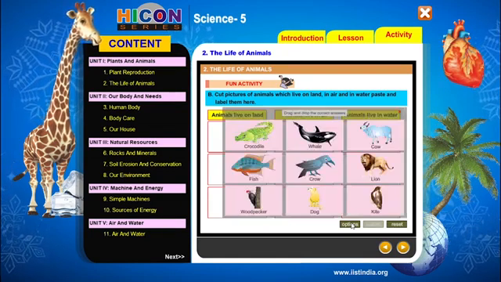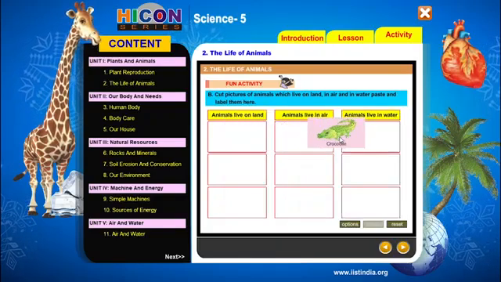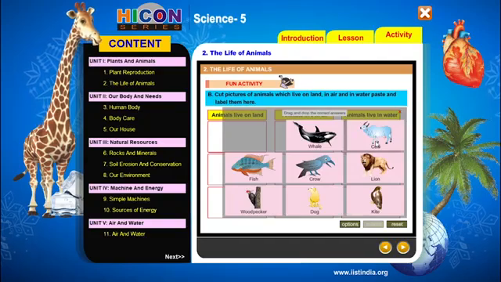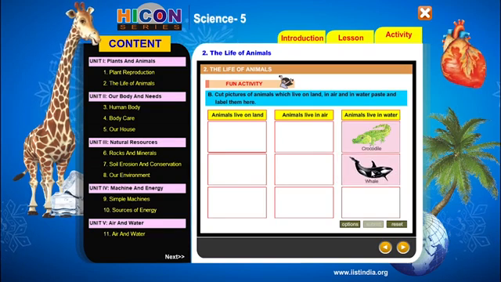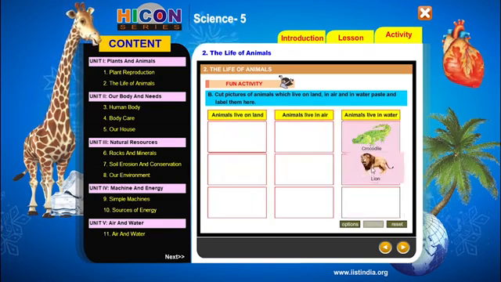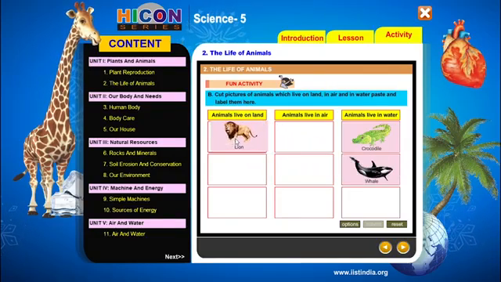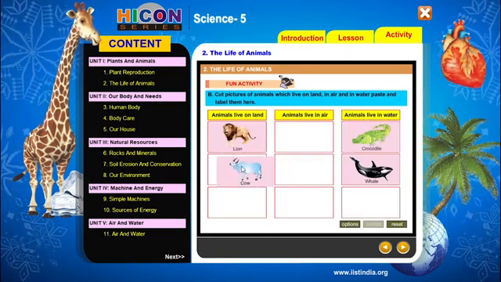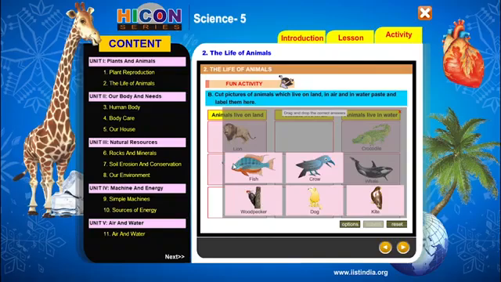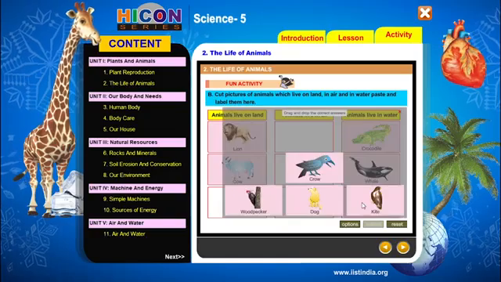So let us see some animals. The first animal is crocodile. The crocodile lives in water, so paste this picture in water. Next, whale. Whale is also an animal which lives in water. Next one is lion. Lion is an animal which lives on land, so paste the picture on the land. Next, cow. Cow is also an animal which lives on land. Next, fish. Fish is an animal which lives in water, so paste this picture under water.